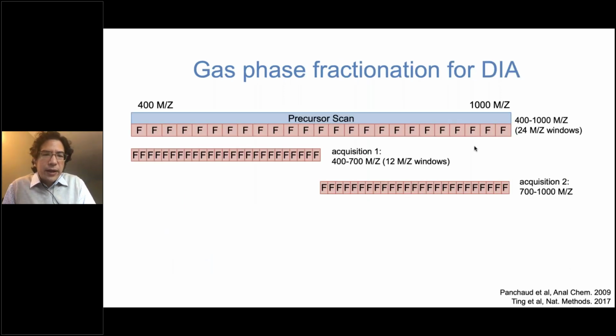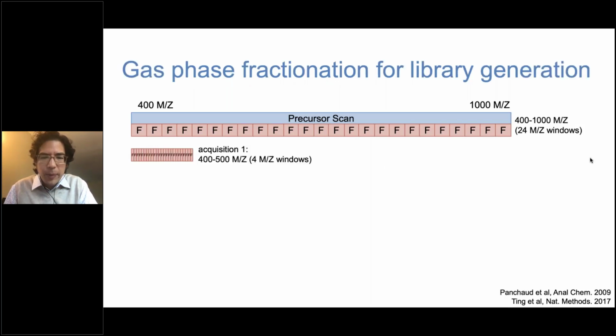So what is gas phase fractionation? It's essentially just a normal DIA experiment, except it's broken into multiple acquisitions. For example, if you were acquiring from 400 to 1,000 in a normal DIA experiment, gas phase fractionation means that you're acquiring in one experiment from 400 to 700, and then a second experiment from 700 to 1,000. This is a strategy that was pioneered with DIA about 10 years ago in the Goodlett lab, and has been nicely shown in this Sonia Ting paper from 2017 as well for modern methods.